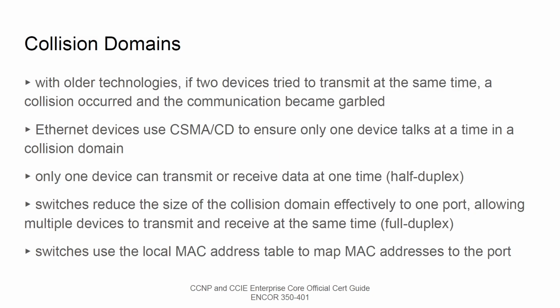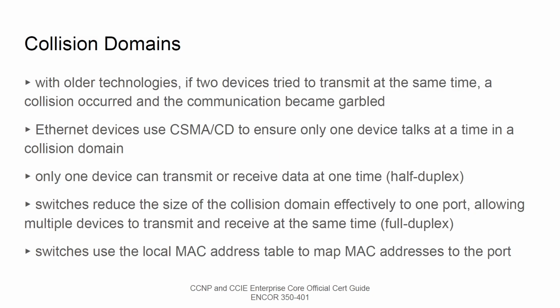Now this technique is used to ensure only one device talks at a time in a collision domain. This means only one device can transmit or receive data at one time, and this is also referred to as half duplex. These packet collisions and half duplex transmission mode are more of a thing in the past, when we used hubs or other non-sophisticated or immature forwarding technologies.